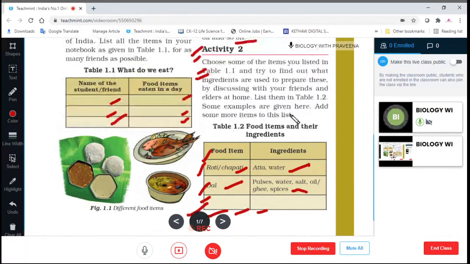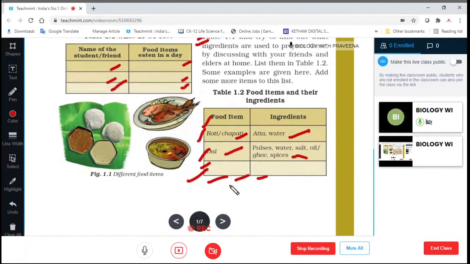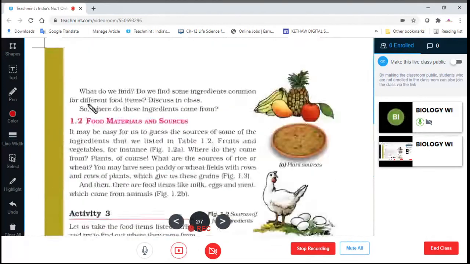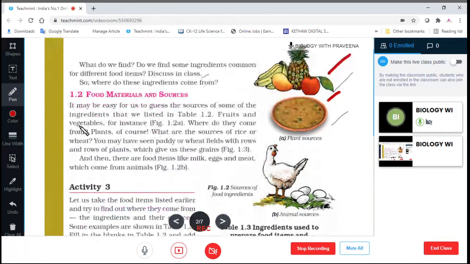Some examples are given here. Add some more items to this list. Next, do we find some ingredients common for different food items? Discuss in class. Where do these ingredients come from? We will see it further.